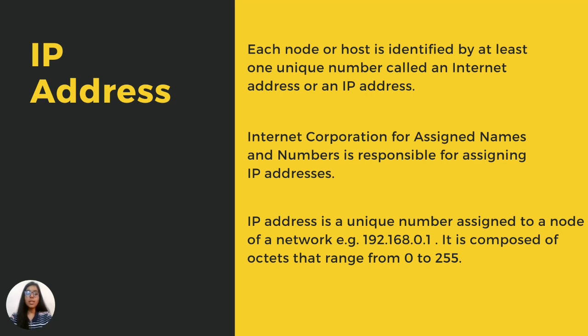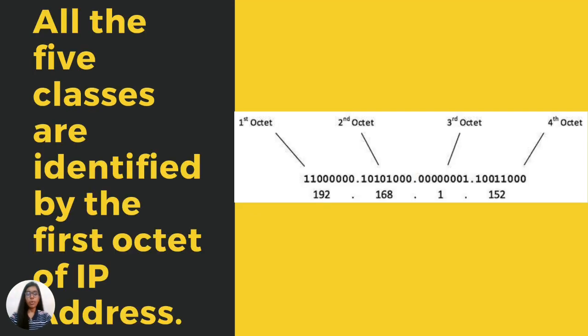An IP address is a unique number assigned to a node of a network. It is composed of octets that range from 0 to 255. An IP version 4 address looks like the one shown here. There are 4 octets in an IP address. The IPv4 addressing system is divided into 5 classes of IP addresses. All the 5 classes are identified by the first octet of the IP address.